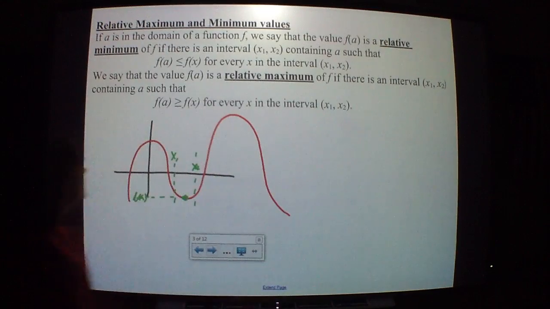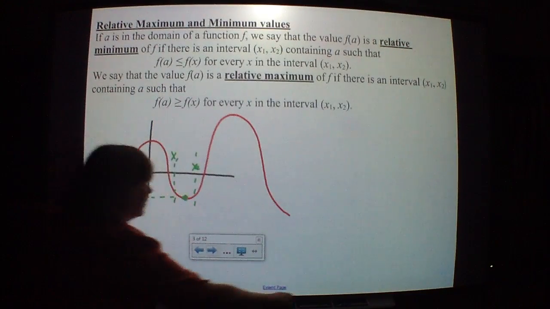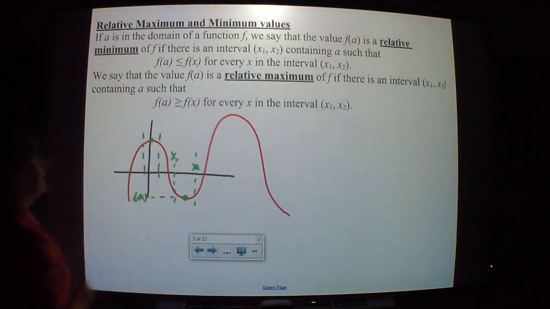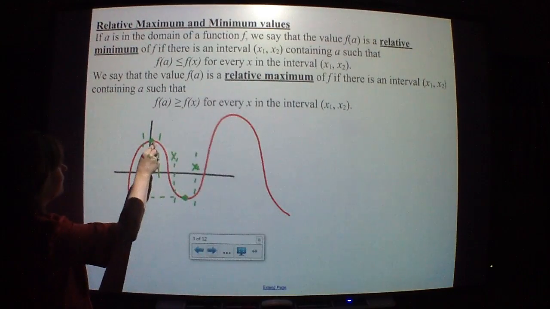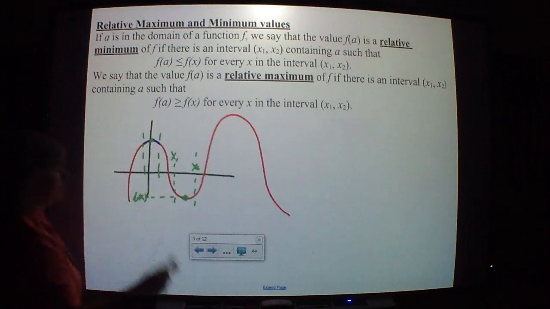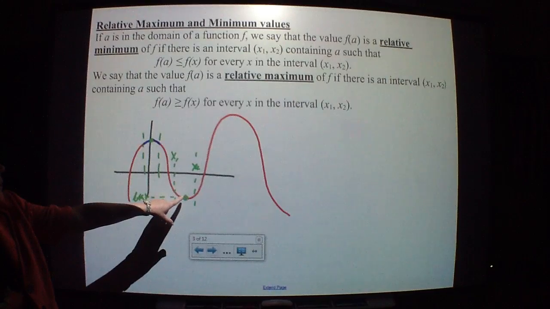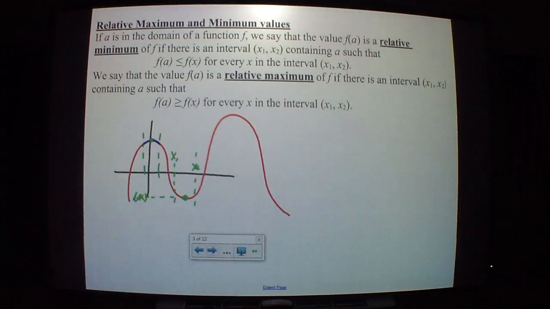A relative maximum on an interval from x sub 1 to x sub 2, it contains an A such that f of A is greater than or equal to f of x. So if I have an interval, from here to here, that's my highest point. That's my f of A. It is higher than all these f of x's. These are lower. That's the high point in there. Okay? So, relative minimum, relative maximum, or sometimes local minimum, local maximum, they're called.